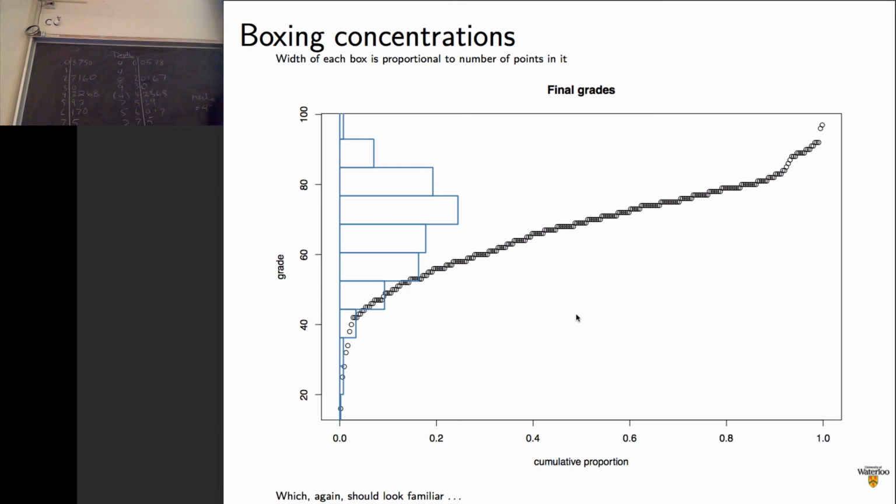I'm sorry, speak louder. Question. What would you like? Yeah, it's completely arbitrary. I didn't tell you why I chose 10 parts or anything else. But the point is that they're all the same width, right? Other questions?